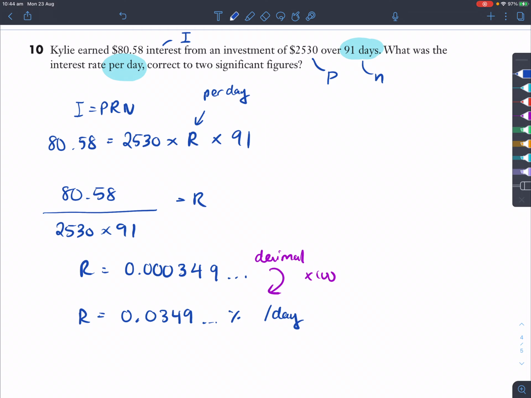But the question itself also says to round to two significant figures. So we have to start from the very first non-zero number, which is this 3, and we count two numbers, so 3 and 4. We draw a line there, and only this number could change, and that's dependent on this 9 here. So that 9 is above 5, so that's going to round this number up, which means that R will now be approximately equal to 0.035% per day.